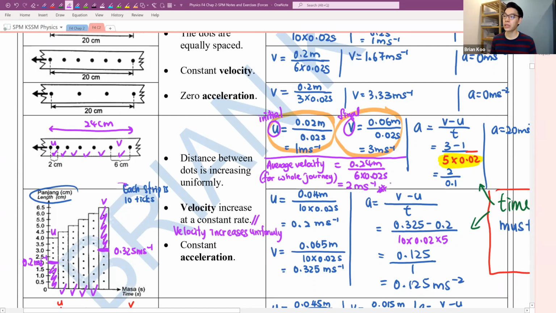Can you see the difference between the U, V and the average velocity? One calculates the front part, one calculates the back part, one calculates the whole thing. As long as you want to use the linear equations, you cannot treat the V as average velocity. Just remember the meaning of V is final velocity.